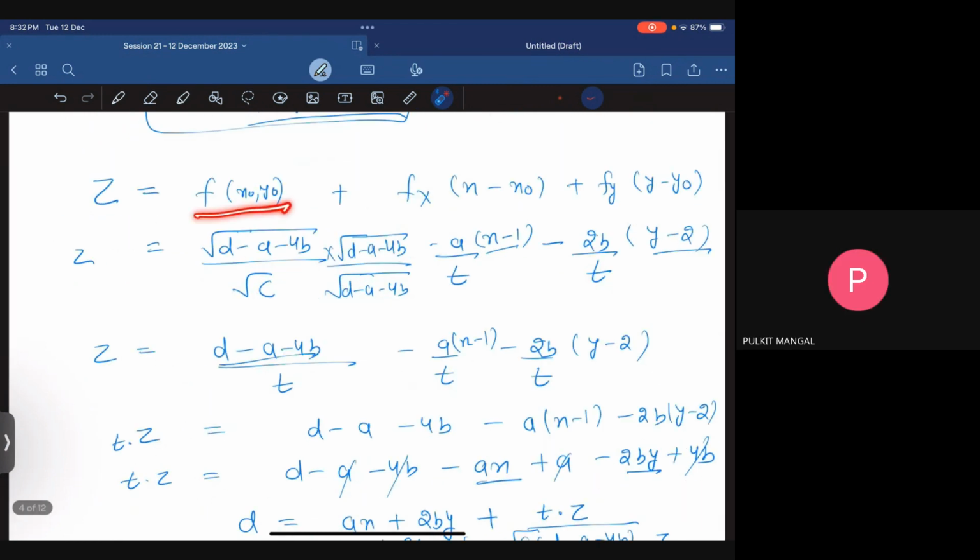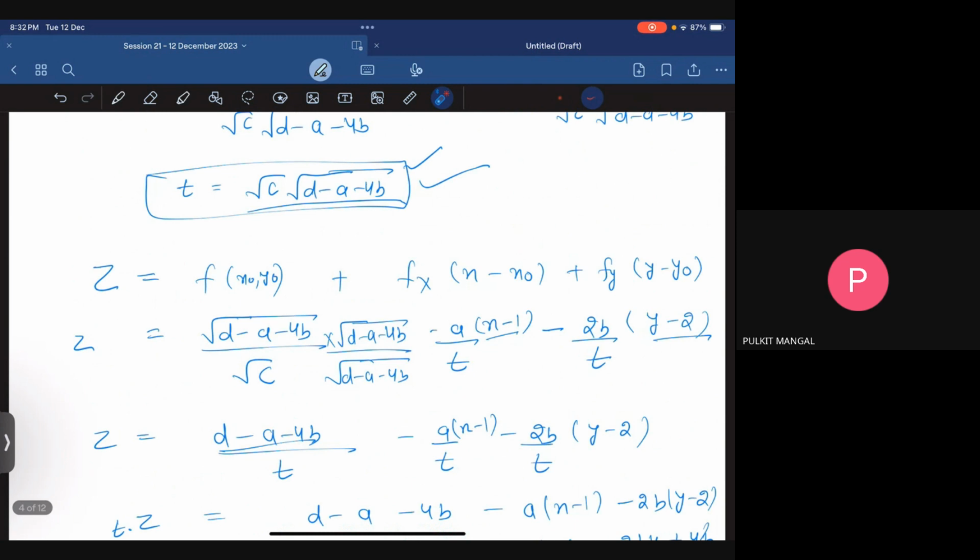So the function value that I got was this only: under root of d minus a minus 4b divided by under root of c. My partial derivative that I got was negative a by t, since I have considered this expression as t. And the partial derivative with respect to y at the point 1 comma 2 I got was negative 2b by t. And I'm multiplying with x minus x naught, that is x minus 1, and y minus y naught, that is y minus 2.